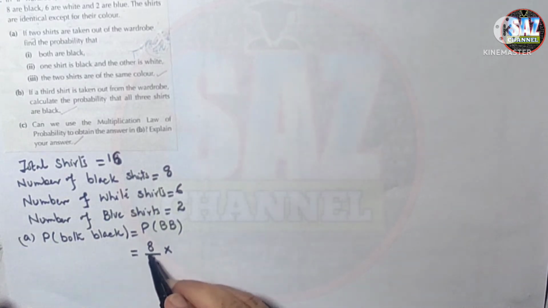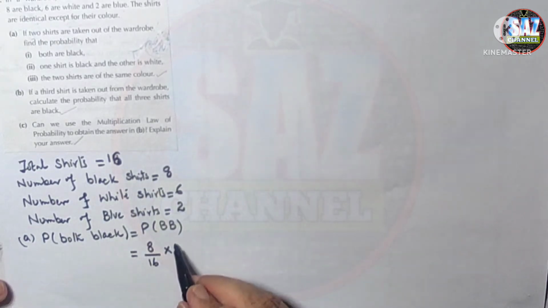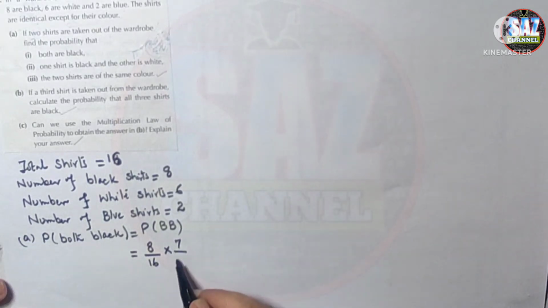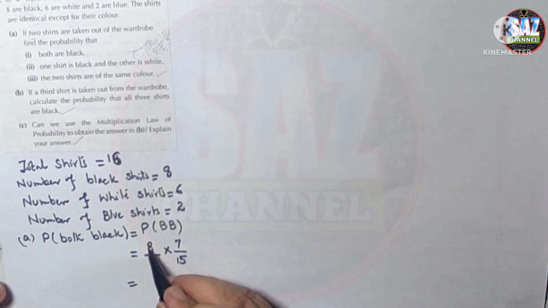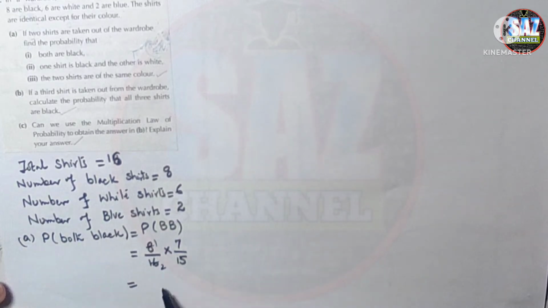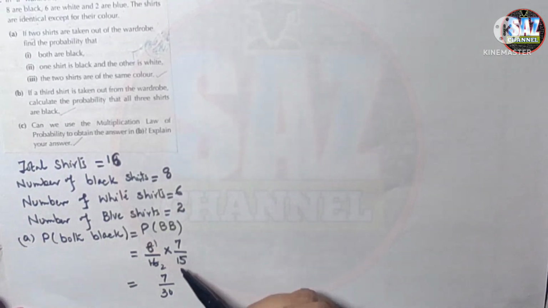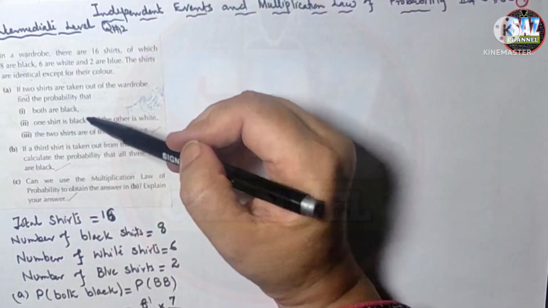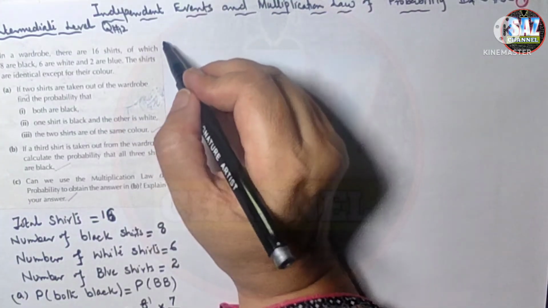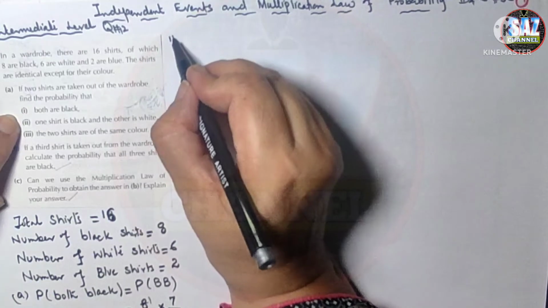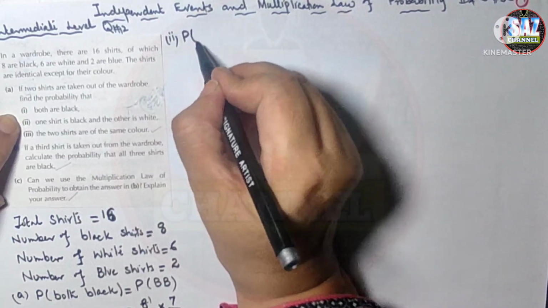Now we do not have 8 black shirts in the wardrobe, there are a total of 7, and the total is 1 less than the actual total. So this will become 8 over 16 times 7 over 15. 8 ones are 8, 8 twos are 16, and then it will become 7 by 30. I hope you are clear how we are finding the probability of picking up a second black shirt. Moving to the second part, one shirt is black and the other is white.